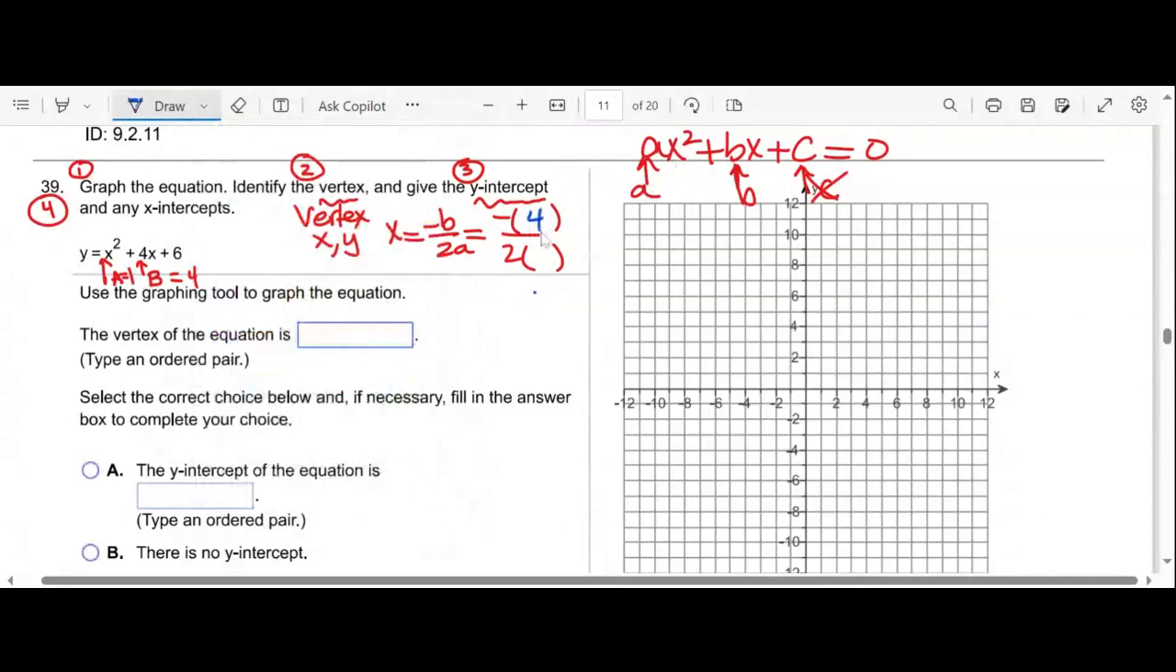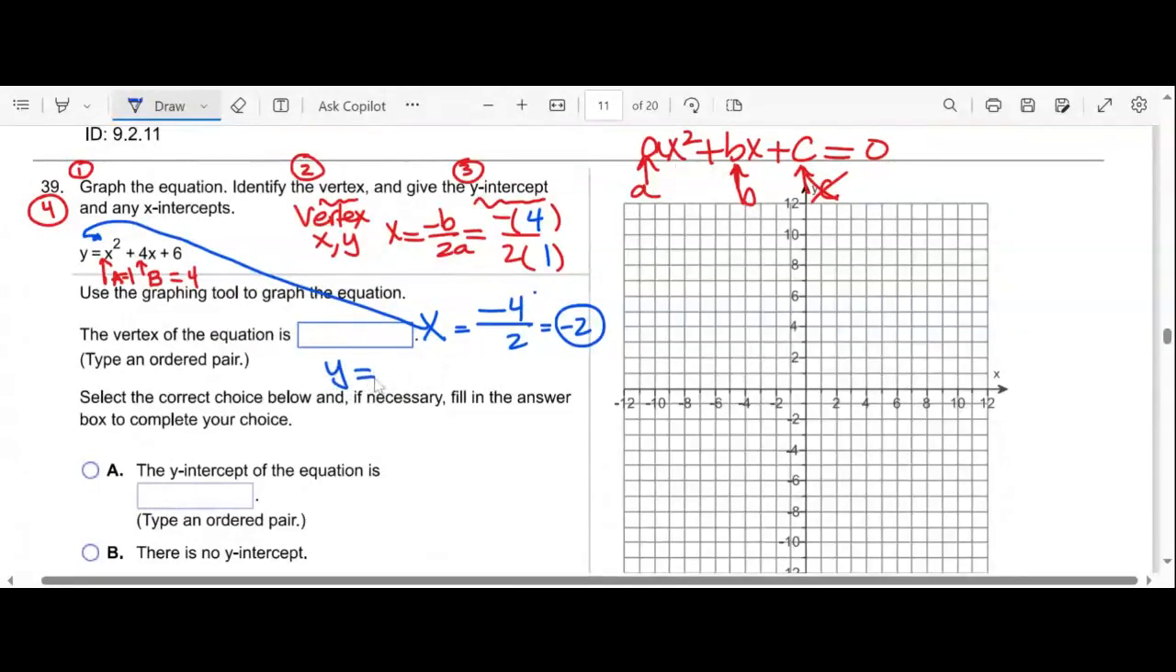B is 4, A is 1. So negative 4 over 2, which gives you negative 2. So this is how much x is. I replace this x in the original equation to get y.